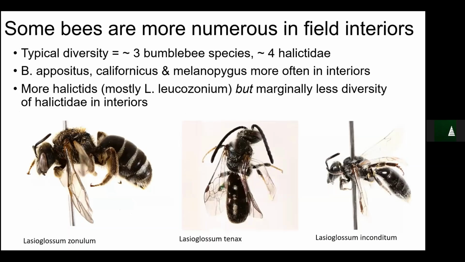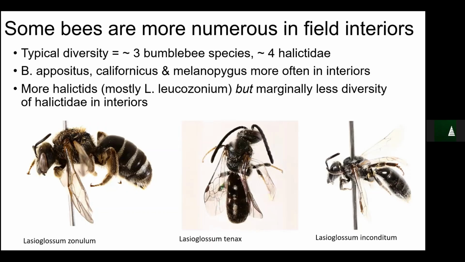However, it's not all bad news for field interiors. The fact is that a couple of groups of bees, in particular, everybody's favorite, the bumblebees, tend to be slightly more numerous in field interiors. So not more species, just more individuals would show up in traps in field interiors. The typical field has about 3 different species of bumblebee and about 4 different species of halictids. So halictids are sweat bees.